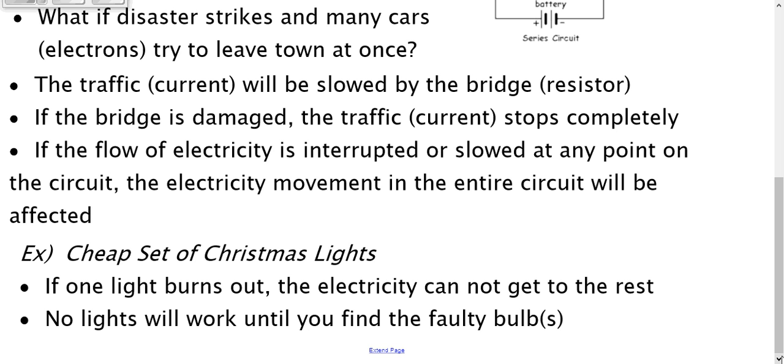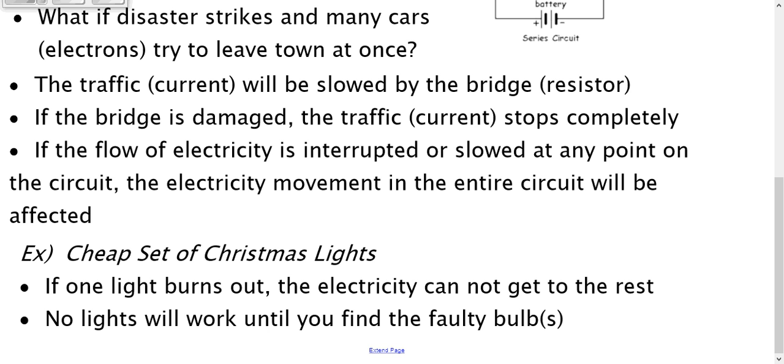So you'd have to take a bulb that you knew worked and change the light bulbs one bulb at a time until your strand of lights lit up. Because if one bulb burnt out, the electricity can't get to the rest. It can't close that path. So no lights are going to work until you find that faulty bulb. If you have 50 light bulbs on a strand, you had to change them one at a time until the strand lit up. And if two light bulbs went out, well, it was time to just chuck that strand of Christmas lights out and get a new one.